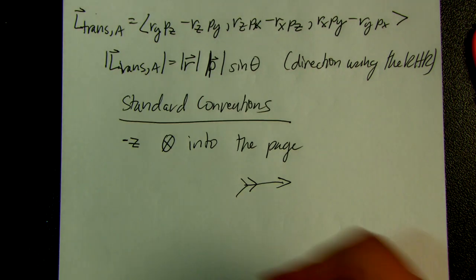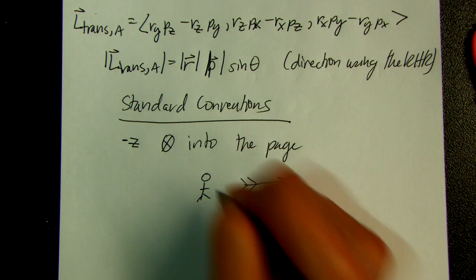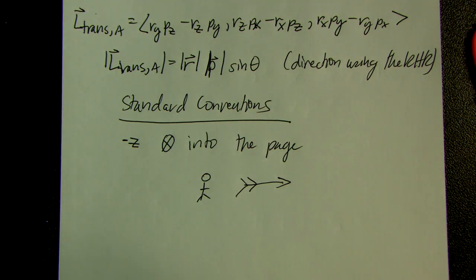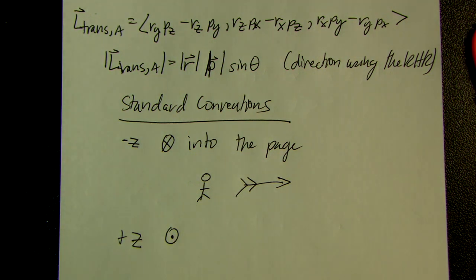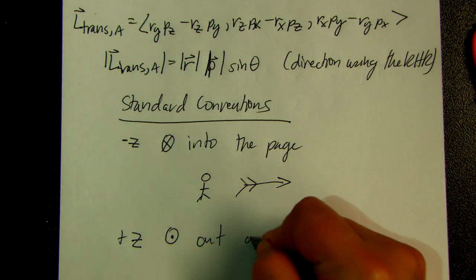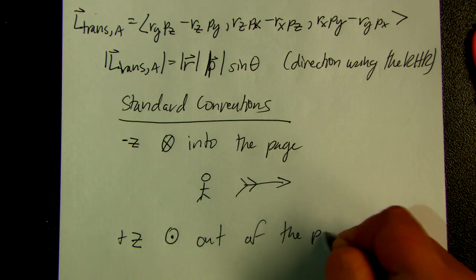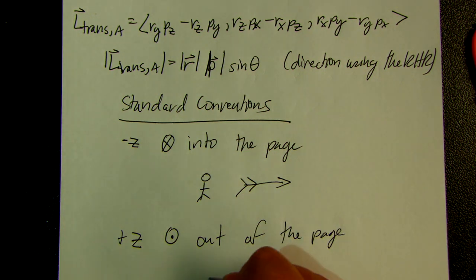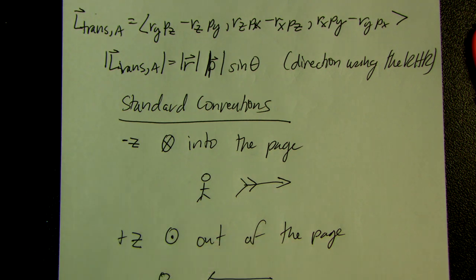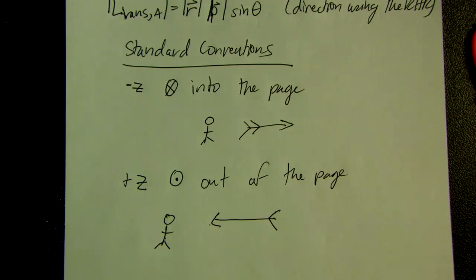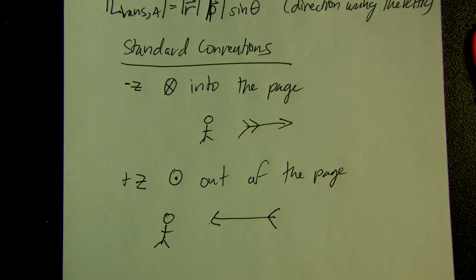Now, I should draw it here, all you would see is that. All right, and positive Z, the standard convention looks like this. This is out of the page. You can think about it as, once again, if you have an arrow coming towards you, you should probably run and not look at it. But you would just see the point of the arrow. So that means coming out of the page.